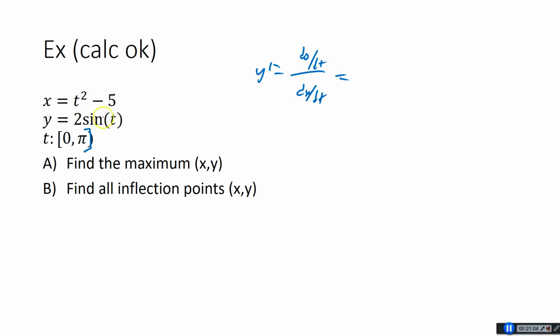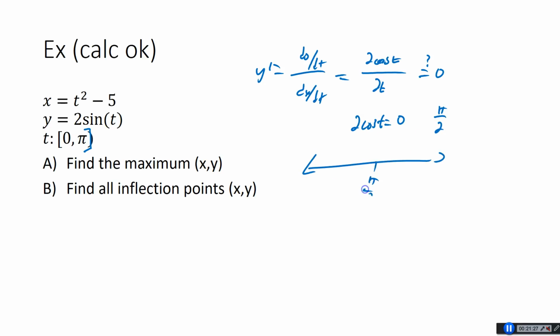So dy/dt would be 2 cosine t, divided by dx/dt, which is 2t. I want to know when this is equal to 0. That's going to be my critical point. That's going to happen whenever 2 cosine t equals 0. I'm not even going to have to use a calculator for this one. Cosine is 0 at pi over 2. That's the only one on 0 to pi that's going to work. So I have to think about pi over 2 here.